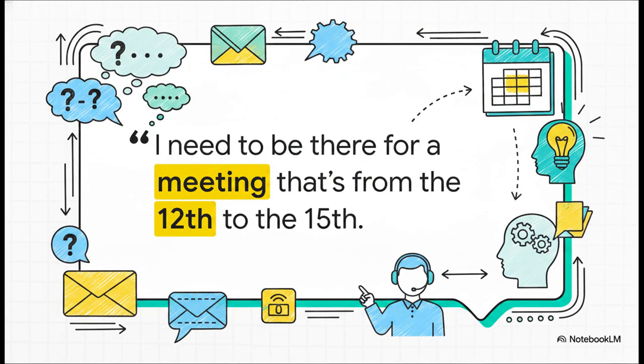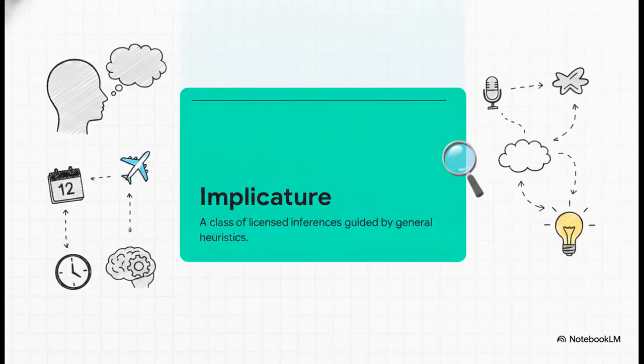And it gets even trickier when we look at hidden meanings. Imagine the agent asks, "What day in May did you want to travel?" And the client replies, "I need to be there for a meeting that's from the 12th to the 15th." Did you catch that? The client totally failed to answer the direct question. They just brought up a meeting. But the human agent understands it instantly, without skipping a beat.